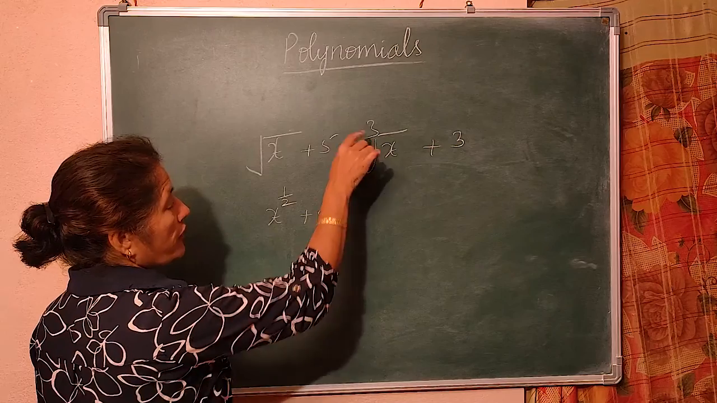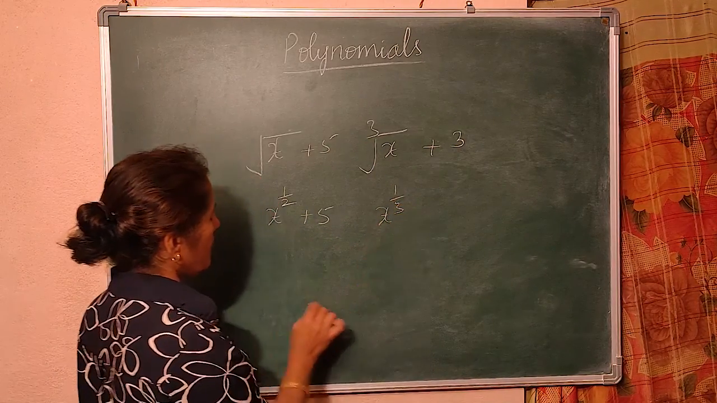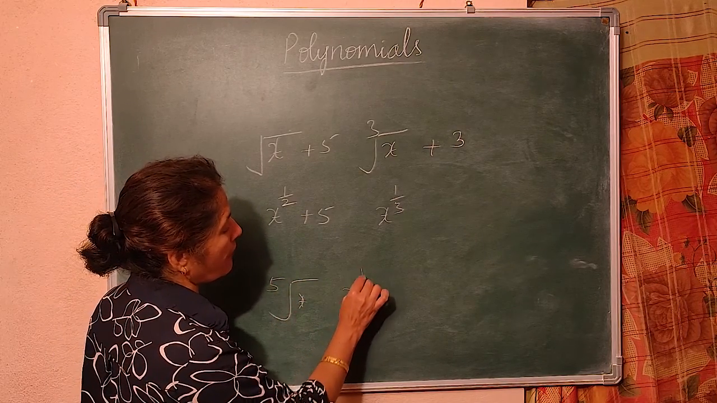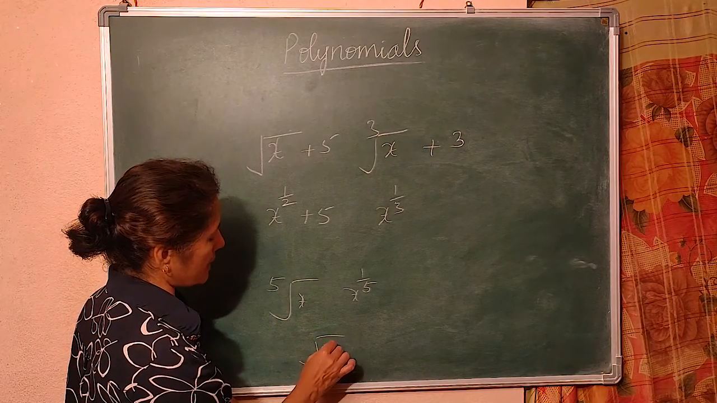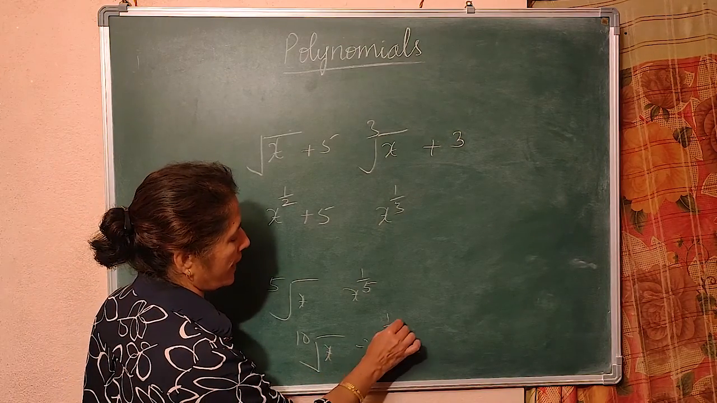Cube root of x I can write as x to the power of 1 by 3. Fifth root of x I can write as x to the power of 1 by 5. Do you remember? So, 10th root of x you can write as x to the power of 1 by 10.